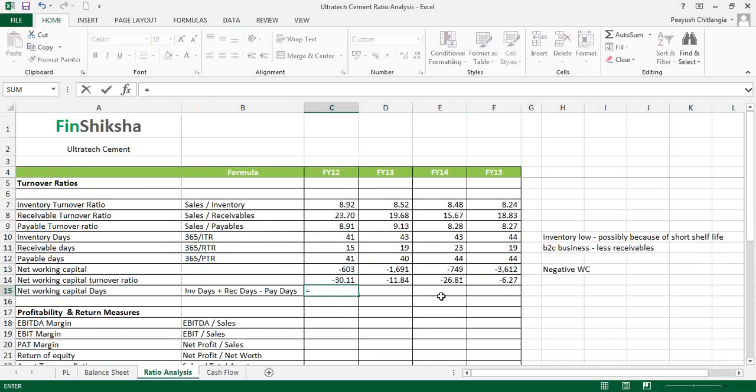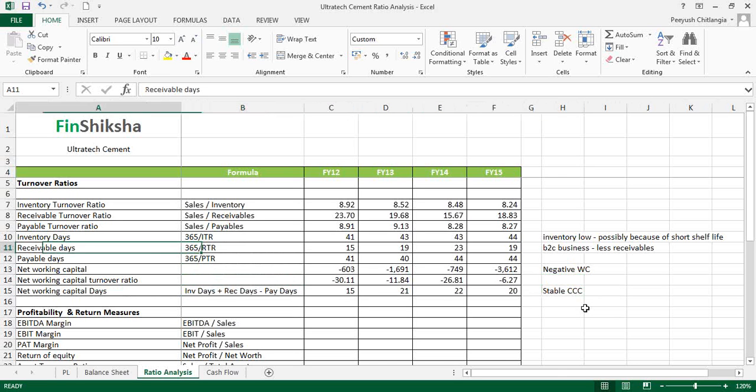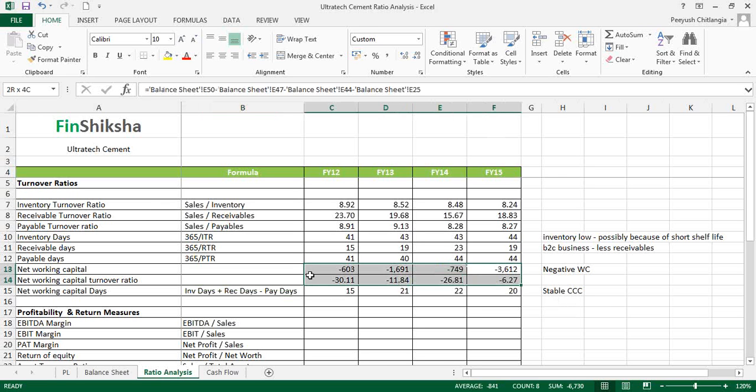Net working capital in days is inventory days plus receivable days minus payable days, and we'll find that this is what is called the cash conversion cycle, fairly stable over the last 3 years, right? We have negative working capital, but positive cash conversion cycle, because cash conversion cycle only looks at inventory, receivable, and payable. Working capital looks at other current assets and liabilities as well, which may be causing the working capital to become negative. Provisions, etc., also come in working capital calculation, right? So that's the discussion here.